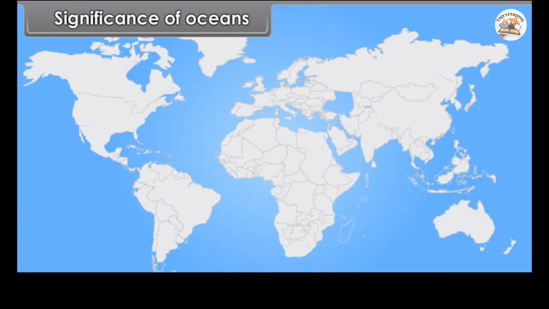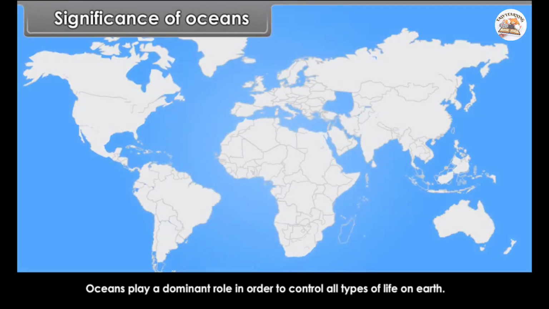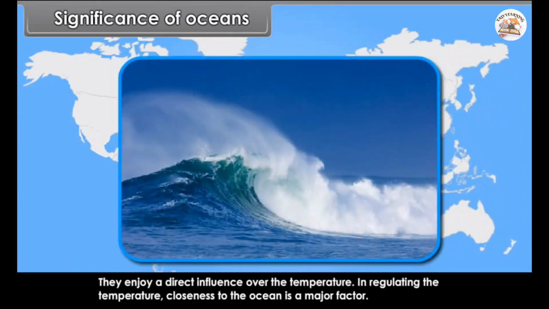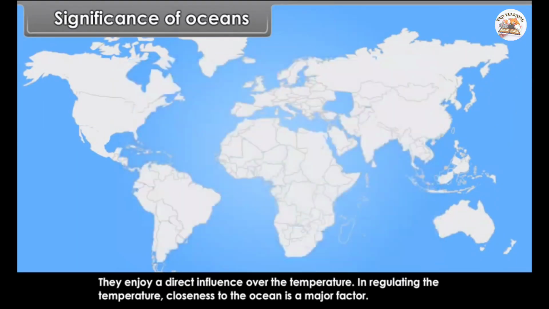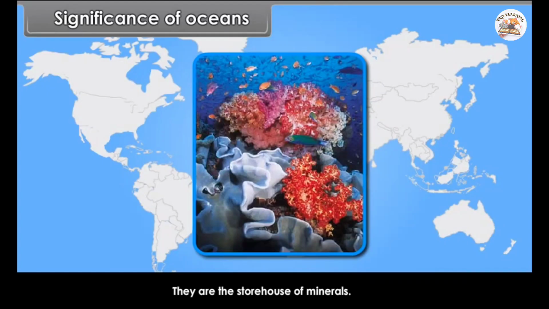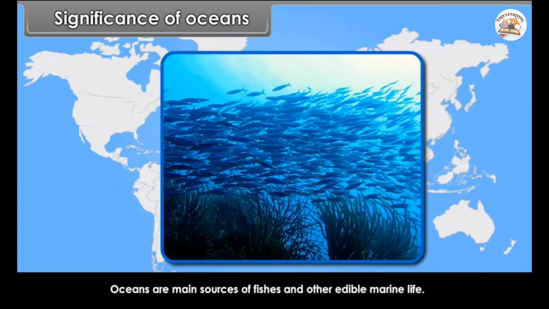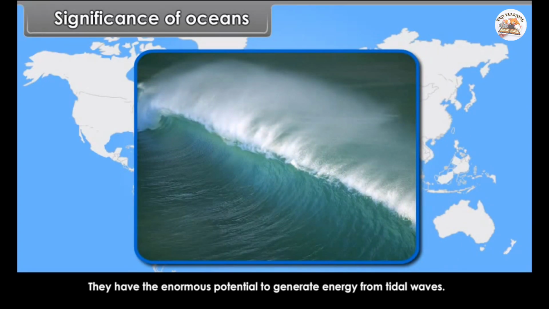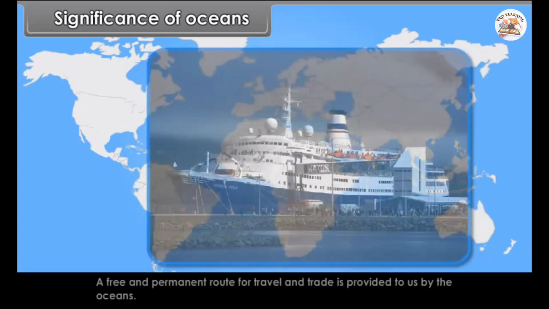Significance of oceans. Oceans play a dominant role in order to control all types of life on Earth. They enjoy a direct influence over the temperature. In regulating the temperature, closeness to the ocean is a major factor. They are the storehouse of minerals. Oceans are the main sources of fishes and other edible marine life. They have enormous potential to generate energy from tidal waves. A free and permanent route for travel and trade is provided to us by the oceans.